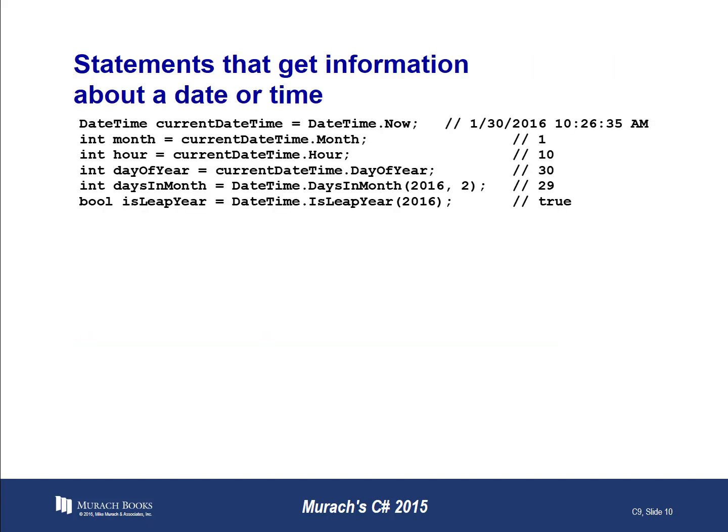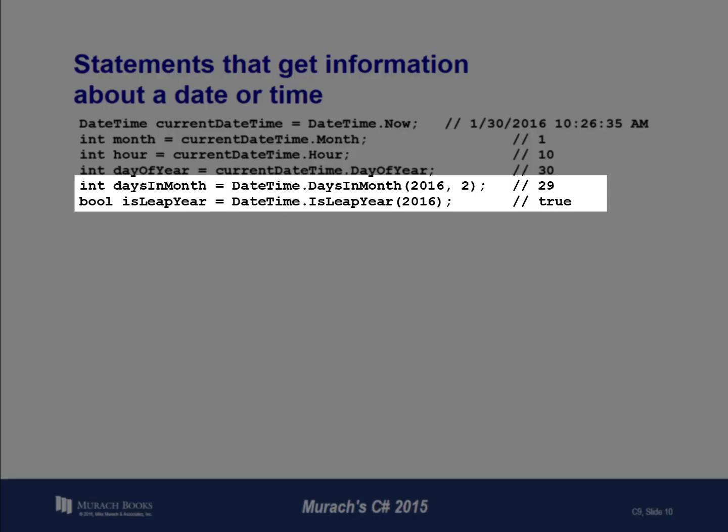If you have a particular date that is stored, you can retrieve from it the specific month or hour or year by stating the specific variable name and then a dot for its property and then the specific feature that you're looking for. So dot month or dot hour or dot day of year, which would be anything from 1 to 365.